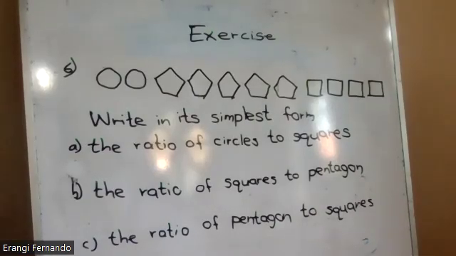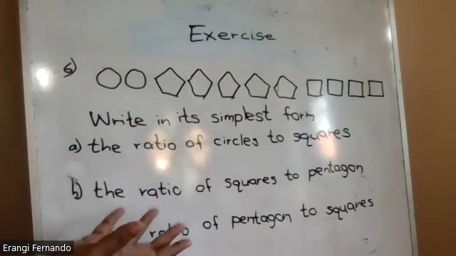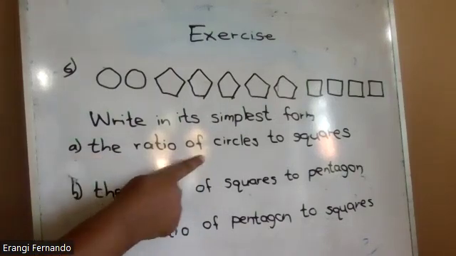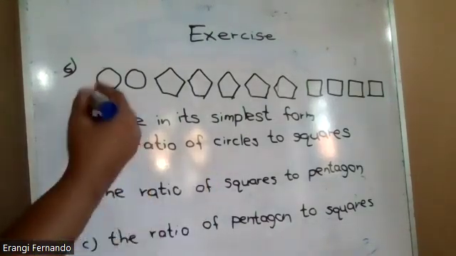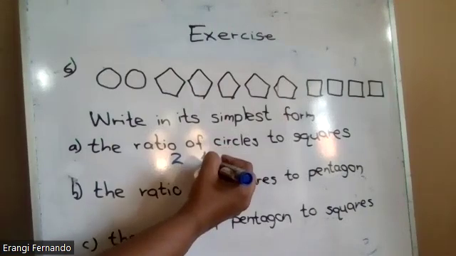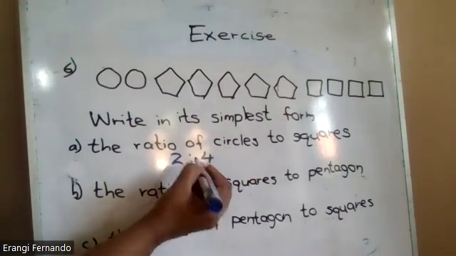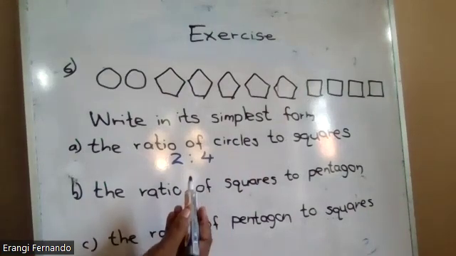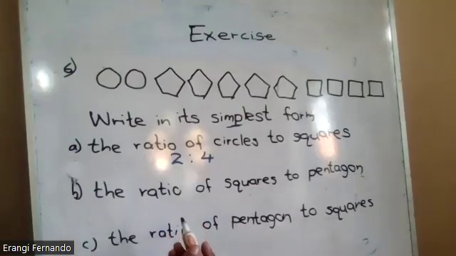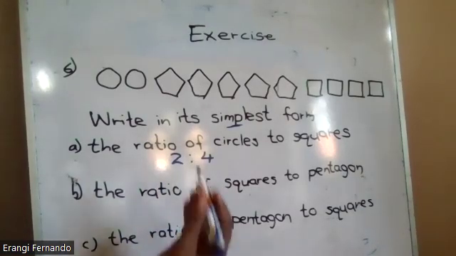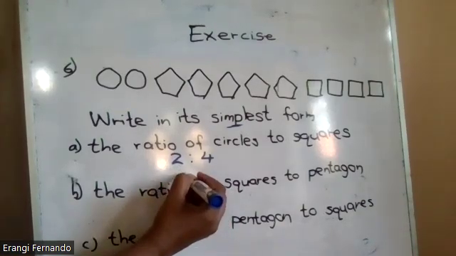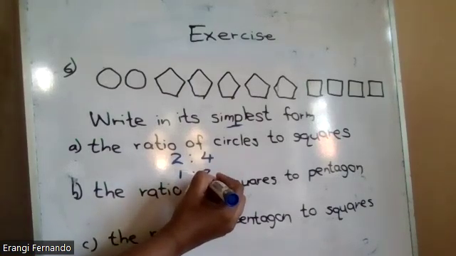Okay, question number 6, ratio. They have given the pictures, the shapes. The question is to write in the simplest form the ratio of circles to squares. Circles, there are 2. Squares, there are 4. So how to write the ratio? Using the colon sign, 2 to 4. But if you write like this, you won't get marks. You want to write in simplest form. So 2 to 4, when you make the simplest form, both numbers you can divide by 2. So when you write in the simplest terms, the answer is 1 to 2.